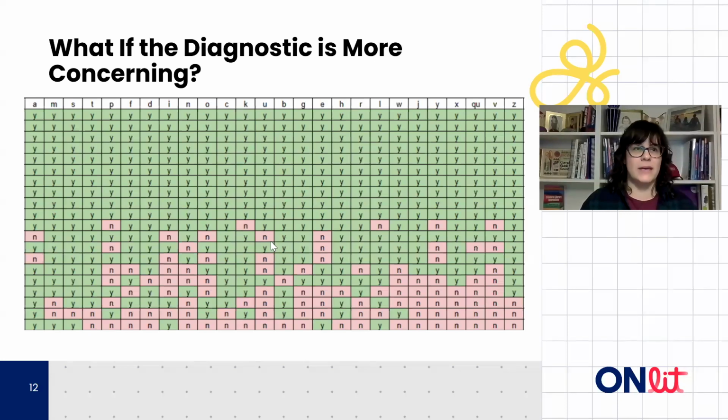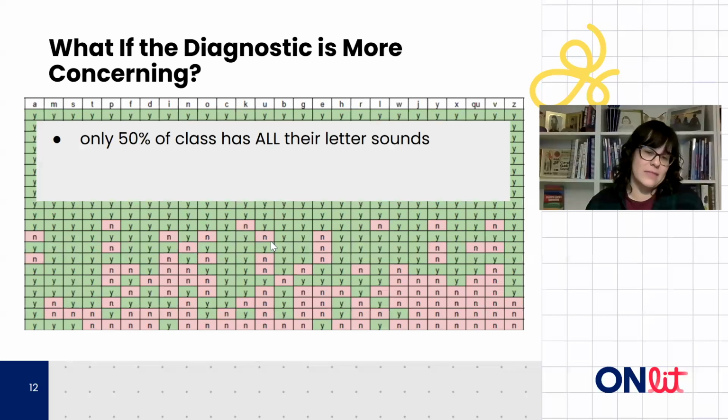So when we think about this, you'll notice that on this pretend data, only 50% of the class have all their letter sounds, right? And when you think about that coming into grade 1, to be able to say, well, only 50% of my class has the alphabet, that's overwhelming. That is a scary place to be. There's a lot for us to do there.